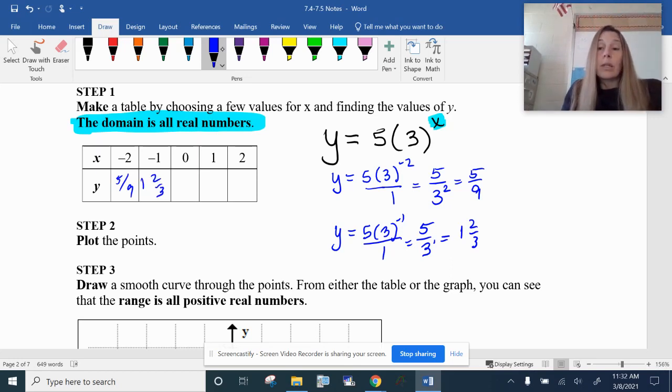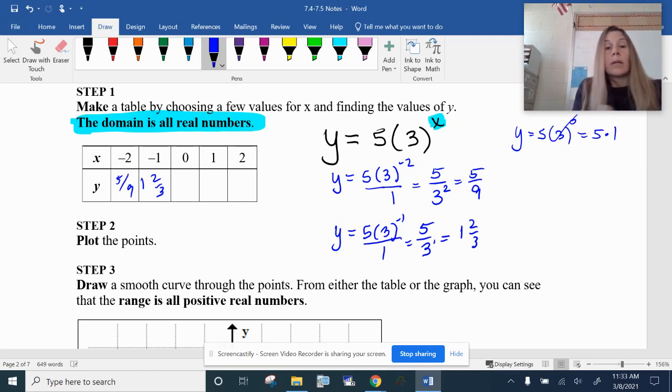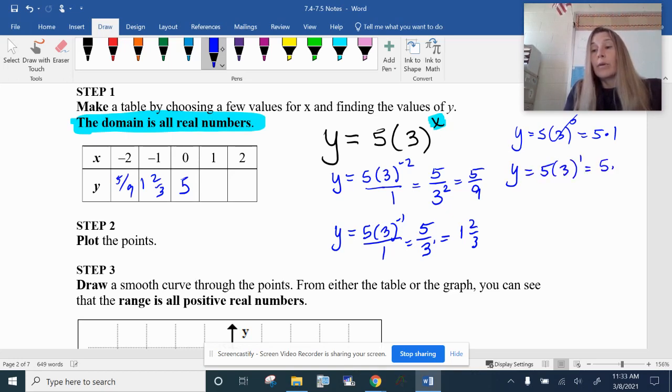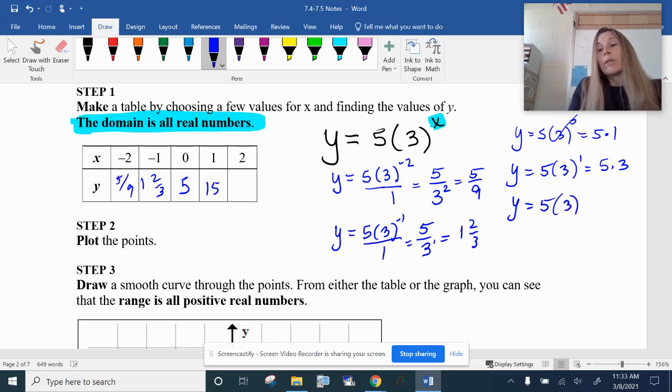Okay, now the rest of them are a little more simple because we have 5 times 3 raised to the 0. Remember, anything raised to the 0 just equals 1. So 5 times 1 is just 5. And then when we do 5 times 3 to the first power, well, 3 to the first power just stays 3. So 5 times 3 is 15. And then when we do 5 times 3 to the second power, remember exponent first, that's really 5 times 9, which is 45.